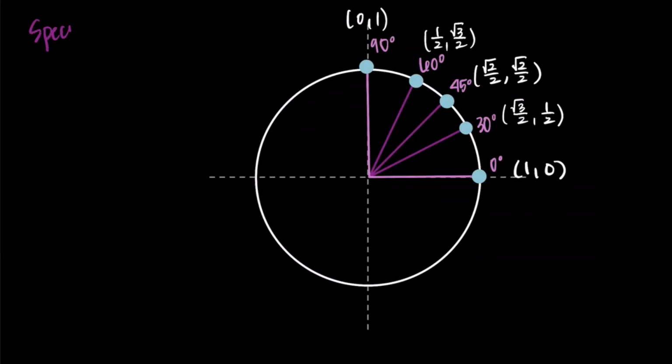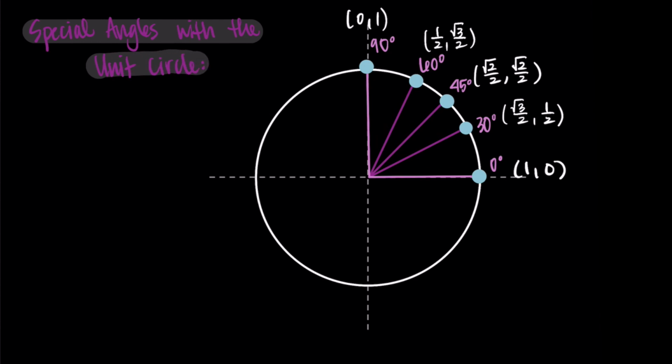Hi, welcome back. In this video, we're going to continue our conversation about special angles, reference triangles, and the unit circle, and fill in the rest of the unit circle using some symmetry. I have here the values that we've already found in the last videos for our special angles in Quadrant 1, and we're going to use this information for the other quadrants.